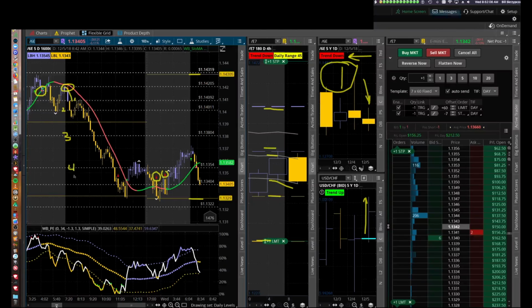But as you can see, you've got 5 levels here that you could have taken profits at and made quite a bit of money. So that's pretty much it.